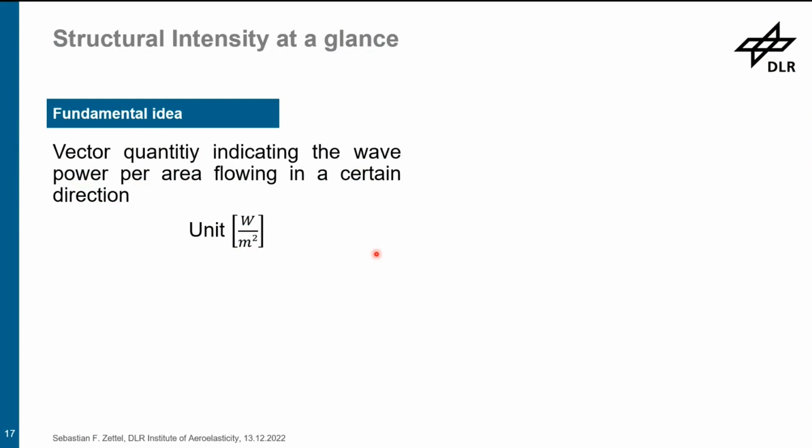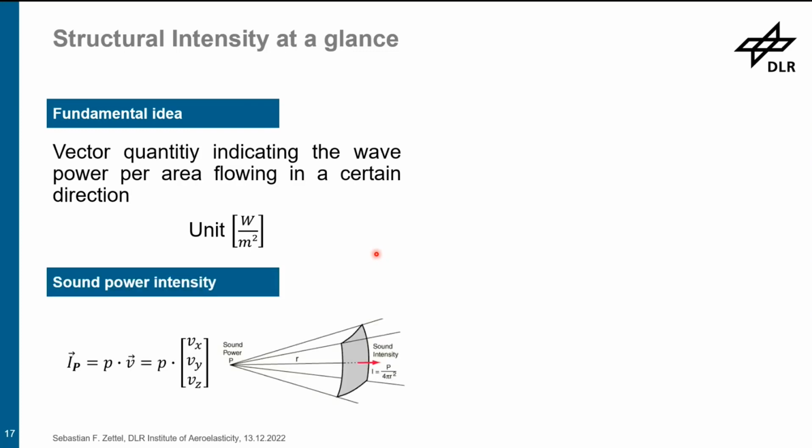The fundamental idea of the structural intensity is to calculate the vector quantity indicating the wave power per area flowing in a certain direction. Most people are familiar with the similar sound power intensity, which indicates the power per area and the direction of the sound propagating through space. To calculate the sound power intensity, it is necessary to measure the scalar pressure value in a certain position and also have the velocity vector available.